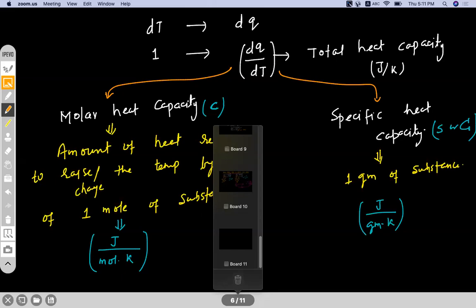But since this relation is valid for all the processes, if you don't write it also, it's not wrong. You will get the answer that dU is equal to nC dT. Simply write it down. You don't write nCv dT, but you will get the answer. But since dQ becomes dU at constant volume, just to mention that, we are writing V, Cv there, that is it.